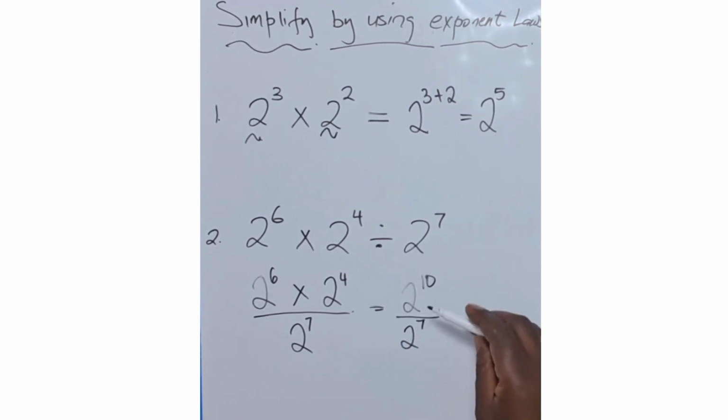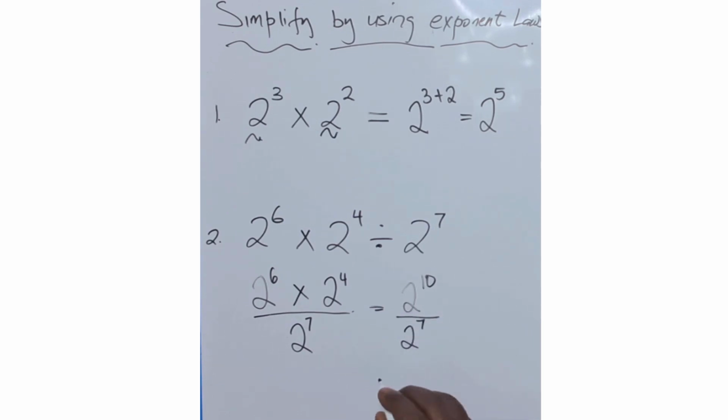Right? Now we have a division. So now we need to divide. And what does the law say? It says if the bases are the same, we subtract the exponents. So the answer here is going to be 2 to the power 10 minus 7, which is equal to 2 to the power 3. And 2 to the power 3 is 8. Okay, so that's the final answer.